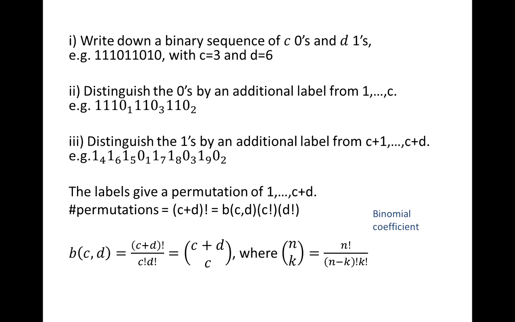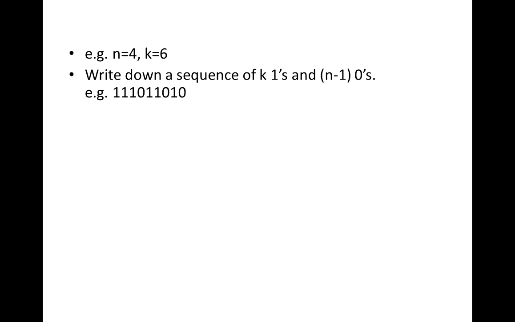Note that n choose k is actually the binomial coefficient, so generally, if we want to get a binary sequence with C zeros and D ones, there are B(C,D) ways. Then let's go back to the original problem with n equal to 4 and k equal to 6. We write down a sequence of k ones and n minus 1 zeros. For example, 1 1 1 0 1 1 0 1 0.